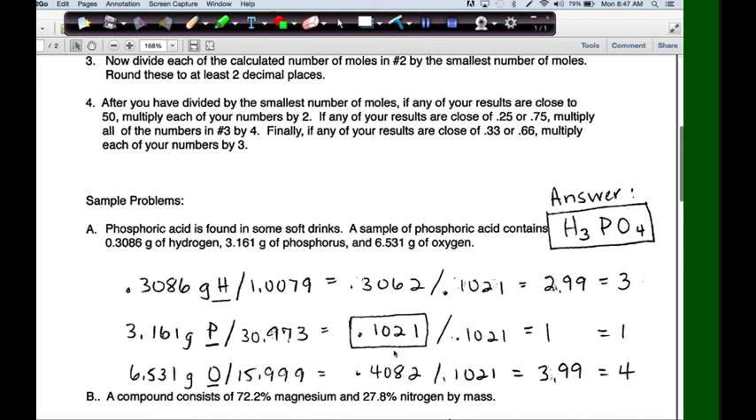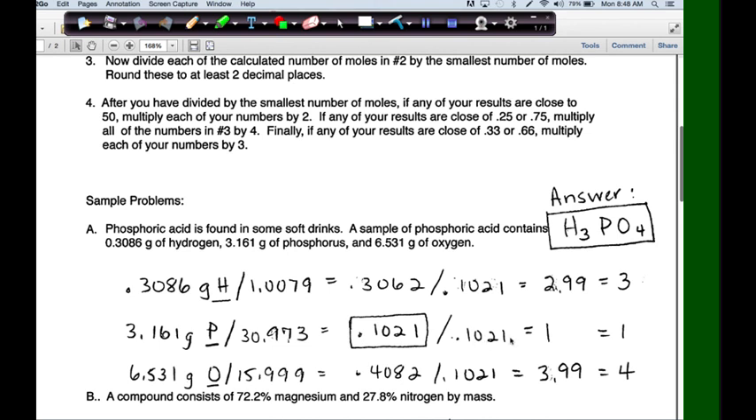I look, and step 3 up here says, now divide each of the calculated number of moles that you just got for the problem by the smallest number of moles. So 0.3062, 0.1021, 0.4082. Which one is the smallest? It's 0.1021. So notice that I divide each of my moles by 0.1021. And for hydrogen, I get 2.99. If it's so close to the next number, I can round up. So I can round that up to 3 because I want whole numbers in my formula. I don't want decimals.